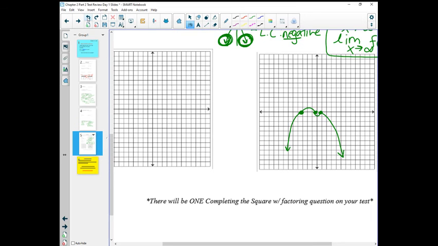Before I conclude this video, I did want to make a note. There will be one completing the square with factoring question on your next test. We're going to review how to do that in class, but if you want to go ahead and look at section 2.1b, your notes and your homework, that would be a great way to review for that question as well.